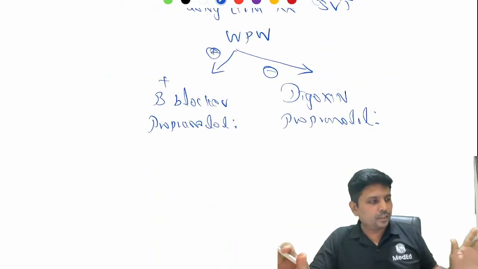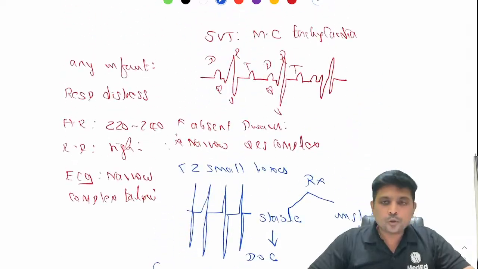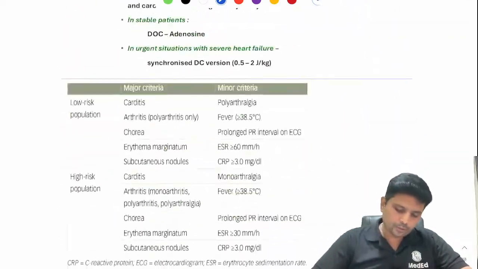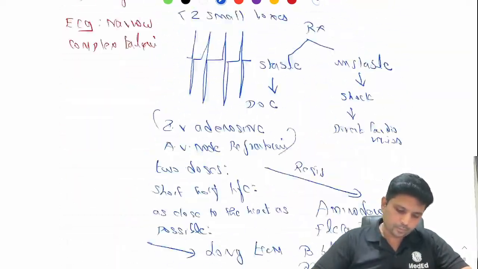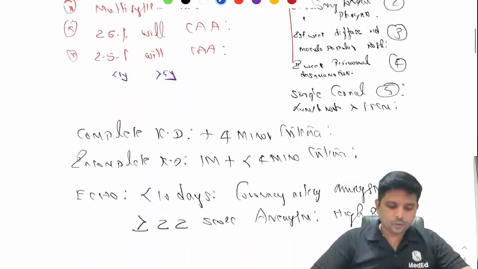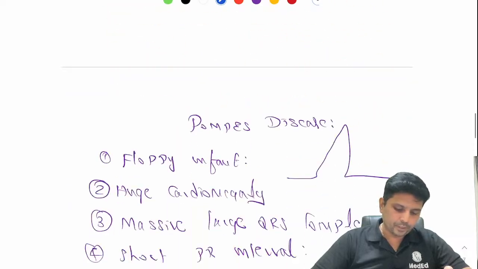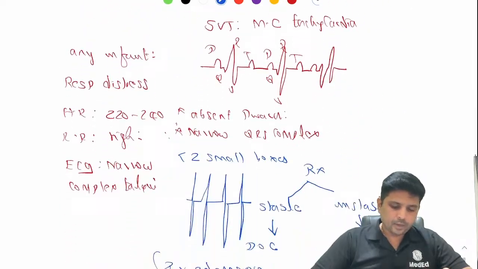So this is SVT. Very, very important. Let me show you one thing. Wait. Okay, so supraventricular tachycardia, Pompe's disease, resistant Kawasaki, SVT.